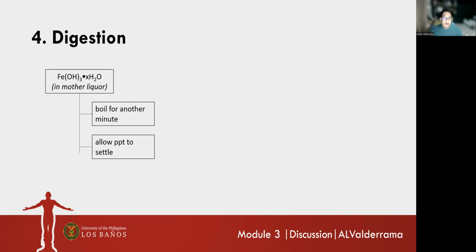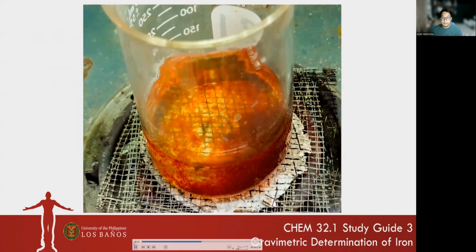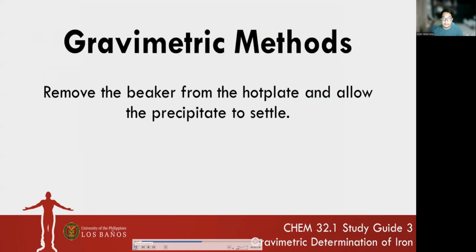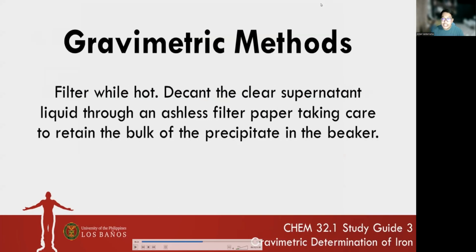So the next step will be your digestion. By digestion, it means your precipitate. We will have to boil your precipitate for another minute, and we will allow the precipitate to settle. So let's view the video again for the digestion portion. Okay, so for the digestion portion, you just have to continuously boil the mixture for another minute.